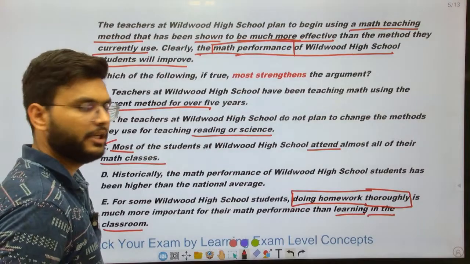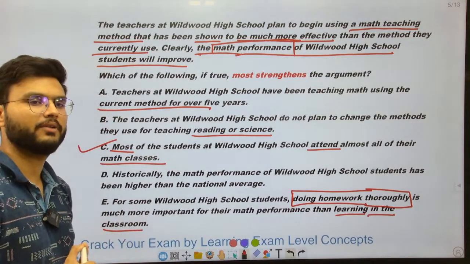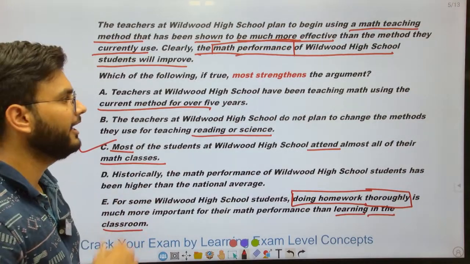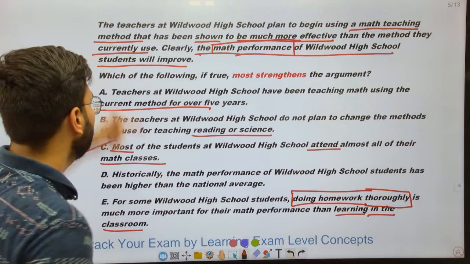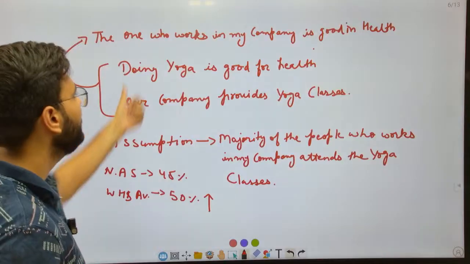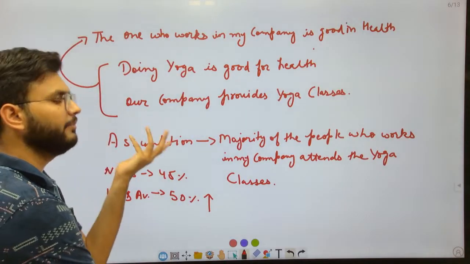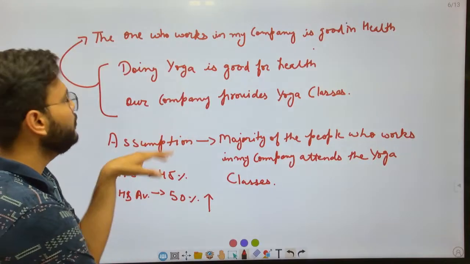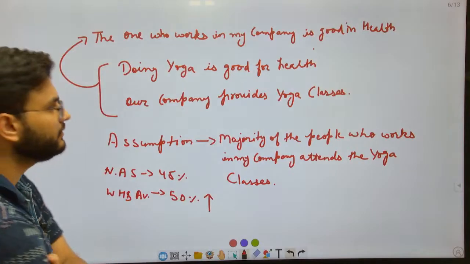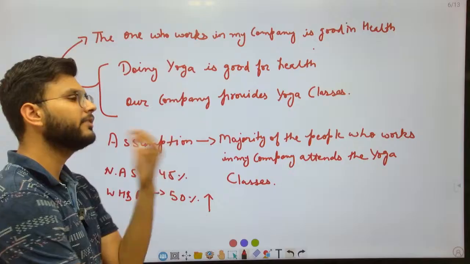All right. Strengthen means something which gives me a reason to believe that whatever the author concluded, I can support that idea. And how did I support that idea? Here you can see, this was the same idea as this example. The example was simple: a company claims that the one who works in my company is good in health on the basis of two facts. What was the first fact? Yoga is good for health. Second, our company provides yoga classes.